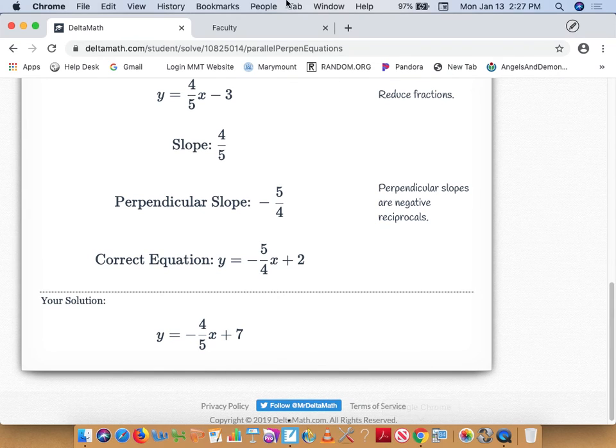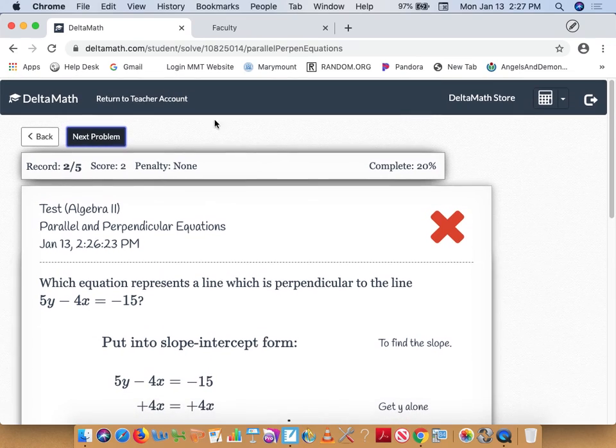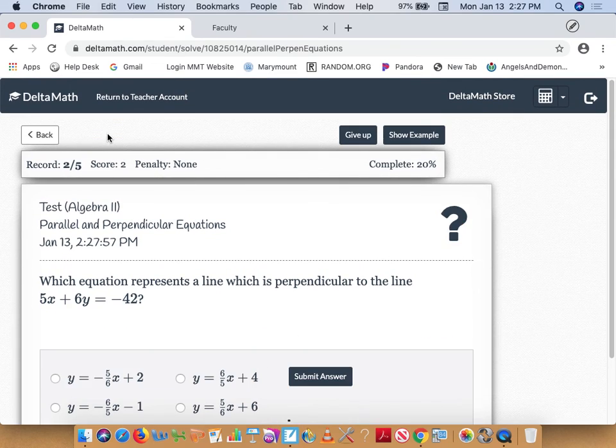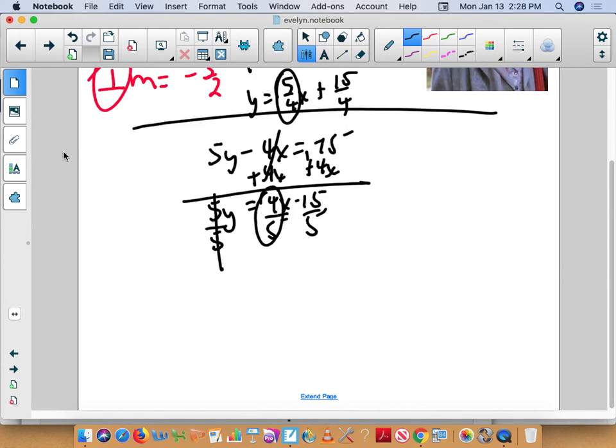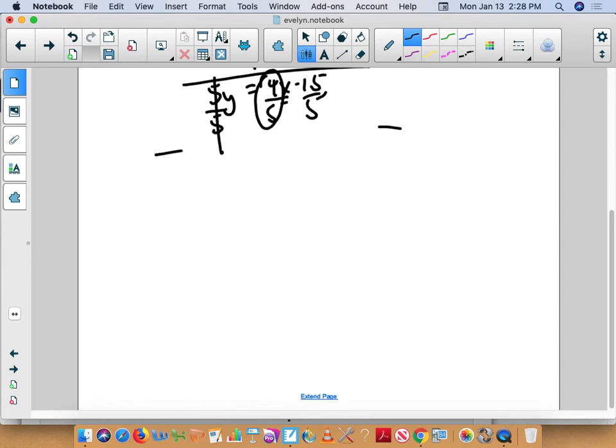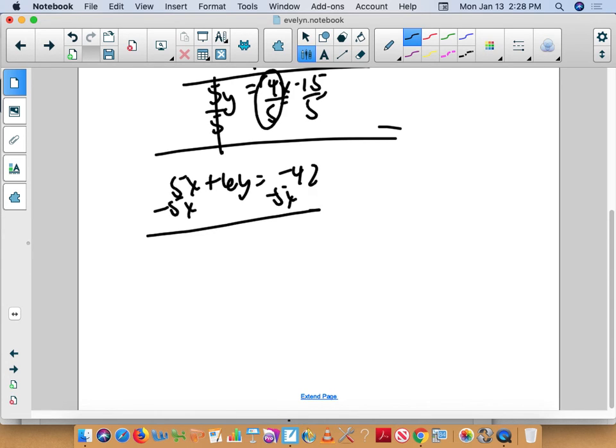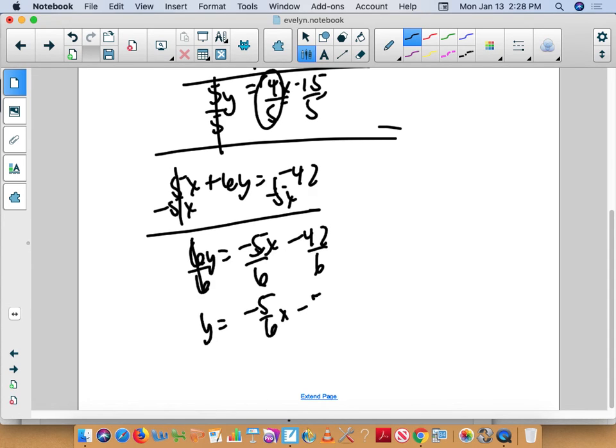Let's do one more of those since I kind of messed that up, and then we'll move on. So let's go to the next problem. Let's see if I can do this one right. Copy it down now: 5x plus 6y equals negative 42. Subtract 5x: 6y equals negative 5x minus 42. Divide by 6. When you're dividing, use the same sign. And I get y equals negative 5 over 6 x minus 7.